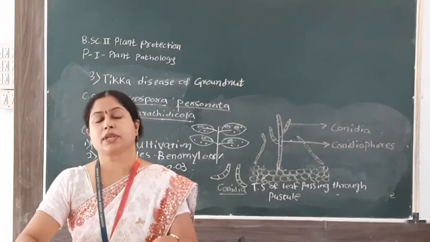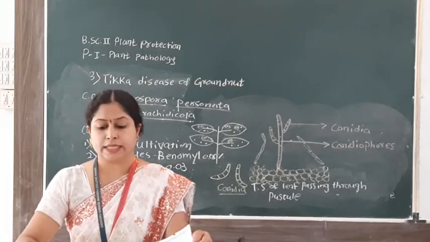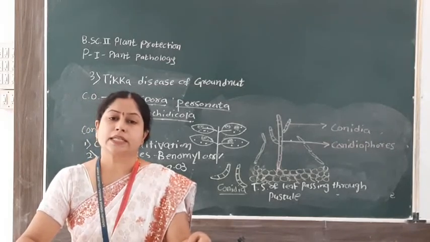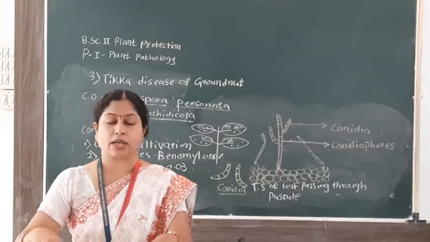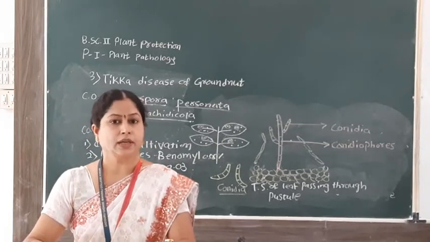In this way, we have studied the 3 diseases. First disease is rust of wheat, second is grain smut of jowar, and last is Cercospora disease, or what is called the tikka disease of groundnut.